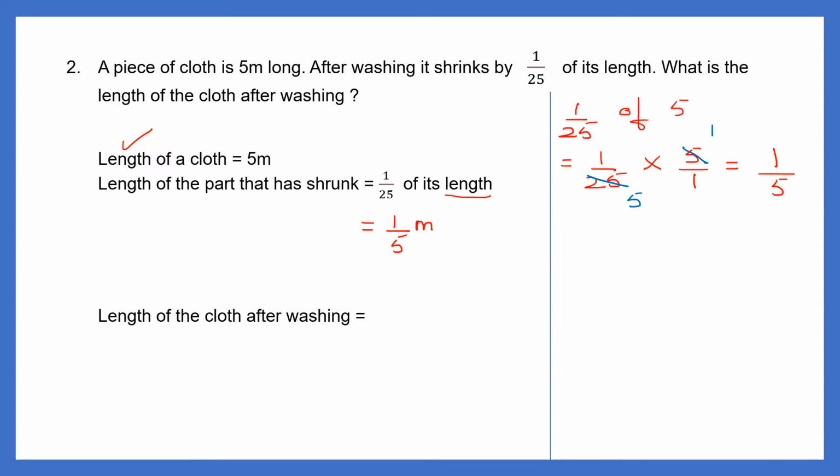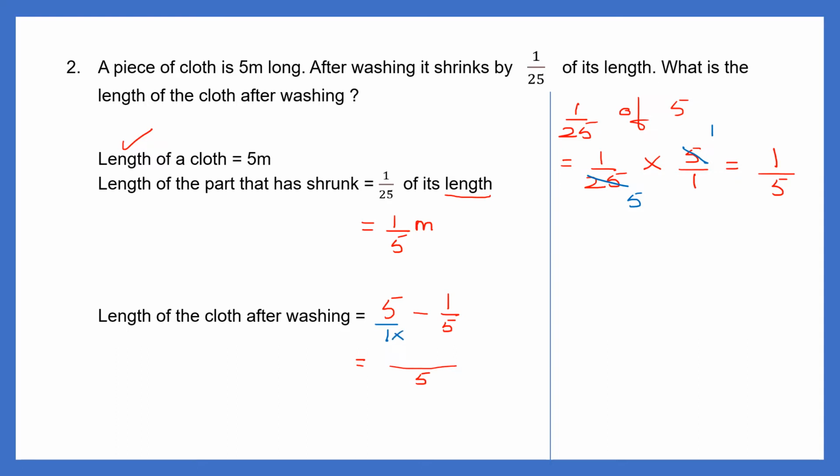Now they're asking us to find the length of the cloth after washing. So what was the initial length? 5 meters. And the part that has shrunk is 1/5. If we minus the two, we know the length of the cloth after washing. So let's make this a fraction, 5/1. Now they are unlike fractions, so we need to find the LCM of 1 and 5. Whenever you have 1 and another number, the other number will automatically become the LCM. So the LCM here is 5.